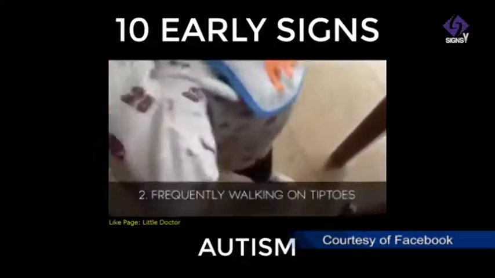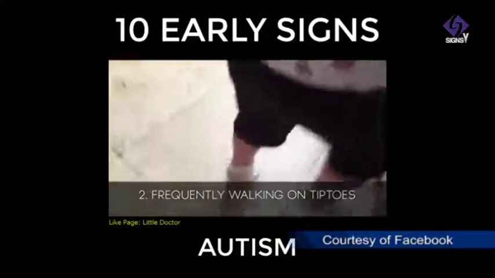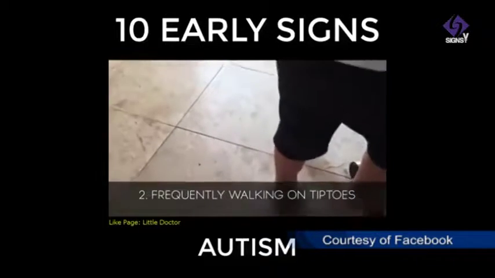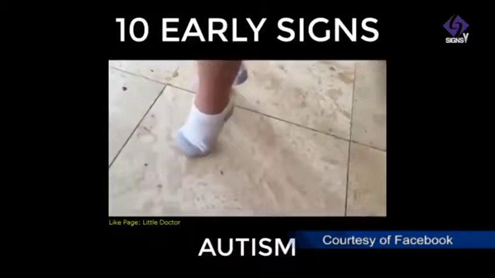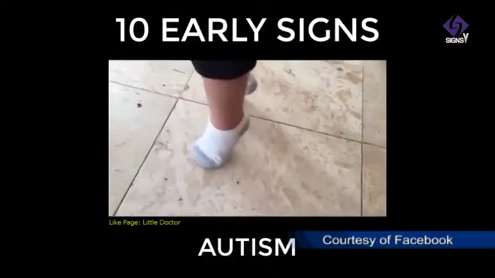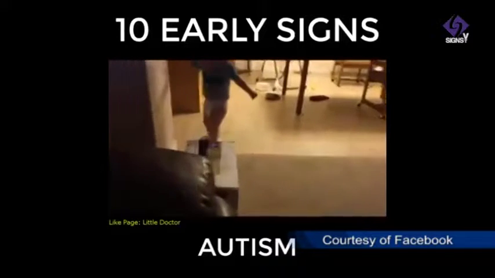This second example can be confusing to some, as most people have at least attempted to walk on their tippy toes at some point in their life. Again, pay attention to how often the child does the behavior. Our 9-year-old son, who was diagnosed with autism, still walks on his tippy toes to this very day.